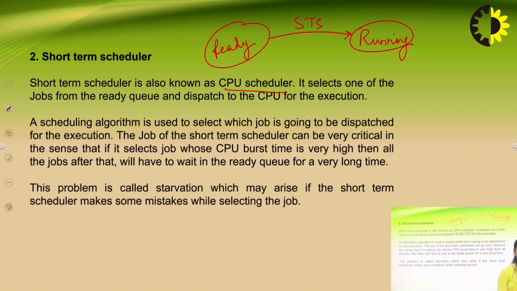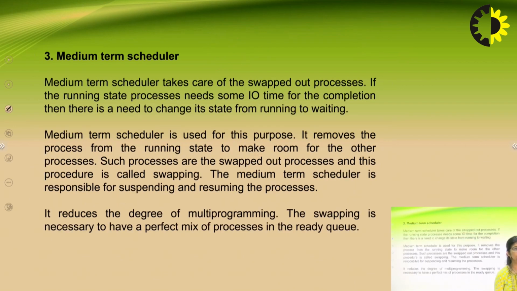The job of a short-term scheduler can be very critical in the sense that if it selects a job whose CPU burst time or CPU time is very high, then all the jobs after that will have to wait in the ready queue for a long time. This problem is called starvation, which may arise if the short-term scheduler makes some mistakes while selecting the job. The starvation problem is nothing but when a job is waiting for a very long time to get the CPU, so this particular process gets starved for a long time, and the problem is known as the starvation problem.